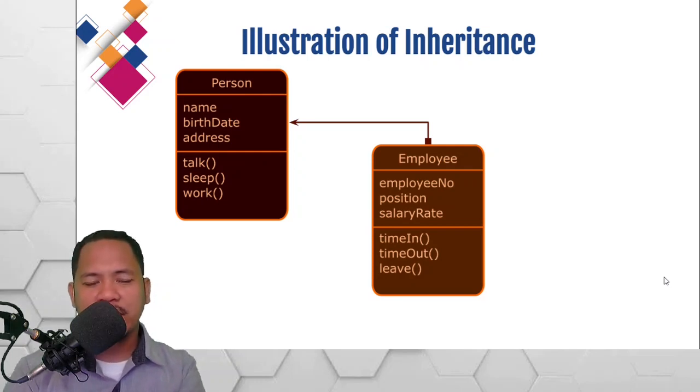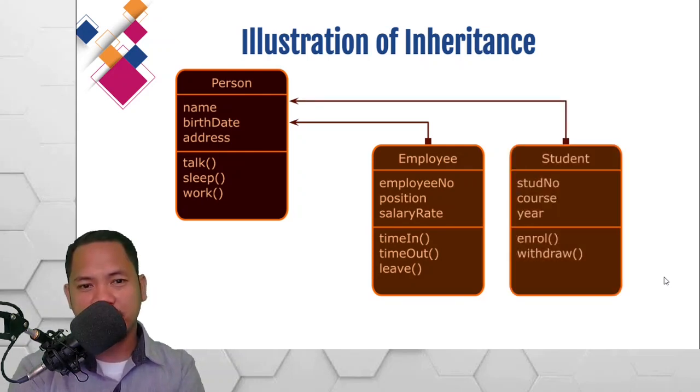Another example would be a class student, which is also a person, and therefore a student may have name, birth date, and address. But besides that, you can now add more specific data to the class student, which is the student number, in this case, course, and year, as well as more specific behavior, which is to enroll, withdraw, etc. As you can see, in the inheritance hierarchy, the parent class is a more general class, and the child class is the more specific class.